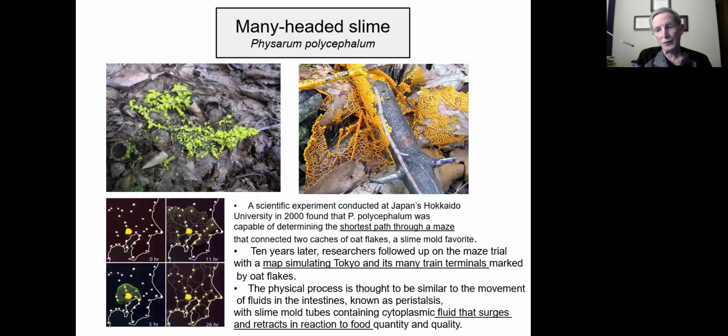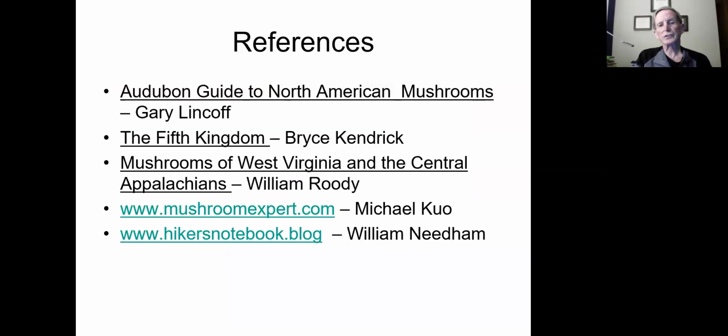Apparently, it does that in a very efficient way by nature's methods of detection of chemical sensors. Has nothing to do with the brain. Well, we're not really sure what the brain does in that way, but we know it's probably not what we do. So here are the references.